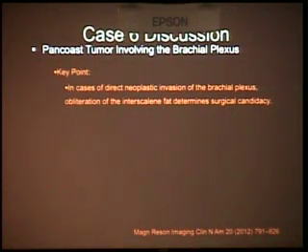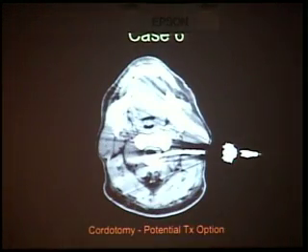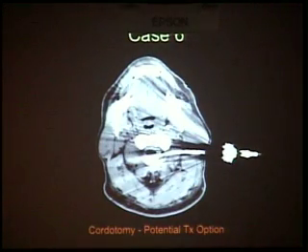Again, obliteration of that interscalene fat. Fat is your friend. If it's obliterated, this can help determine if the patient's a candidate or not. So definitely comment on that. I had never seen this before when I was at Emory.